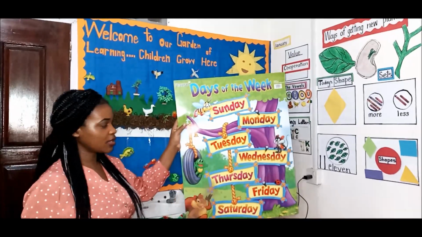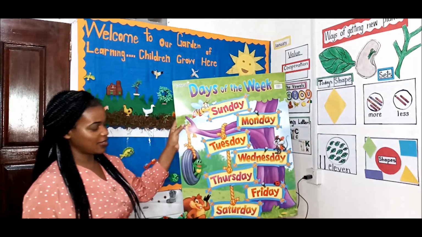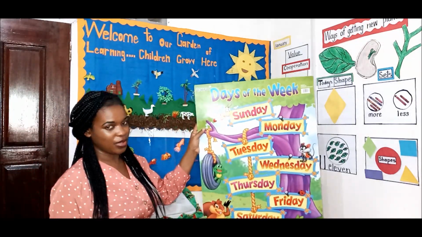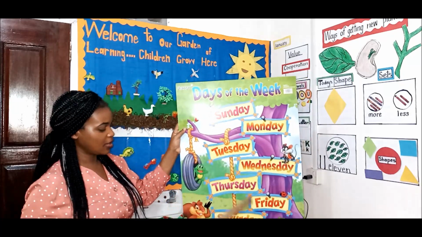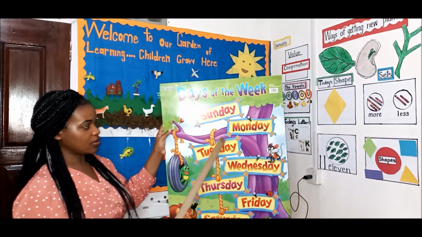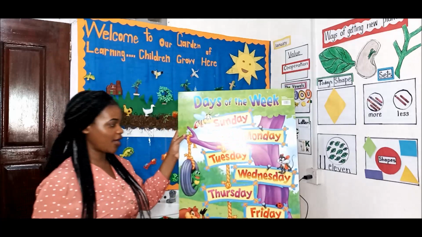Okay, boys and girls. And how many days of that week we come to school? 5 days of that week. The two other days are called weekend. Saturday and Sunday are called weekend. We come to school on Monday, Tuesday, Wednesday, Thursday, and Friday.